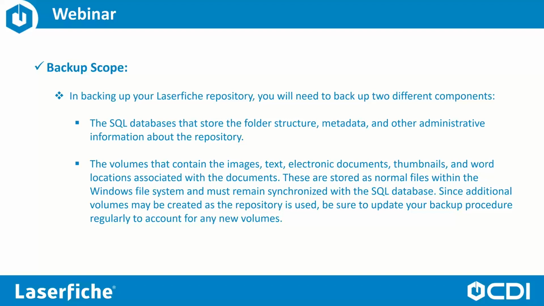Then we have the volumes. The volumes are the ones that contain the images, the text, the extracted text, the OCR text, the electronic documents, the thumbnails, and word locations associated with our documents in the system. These are stored as normal files within the Windows file system and must remain synchronized with the SQL database. That's critical. This synchronization with the files and the SQL database is critical.